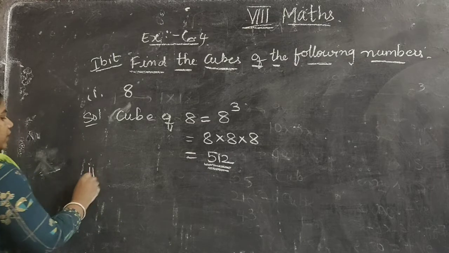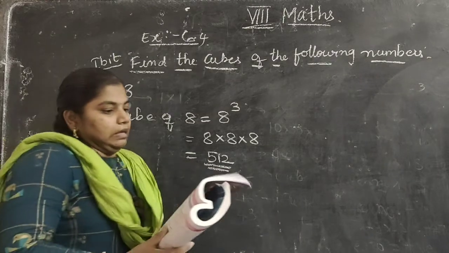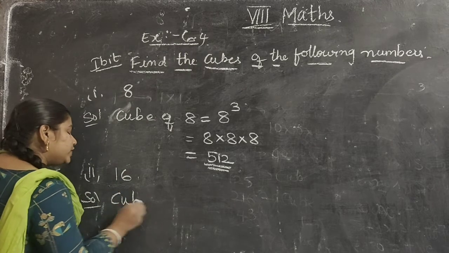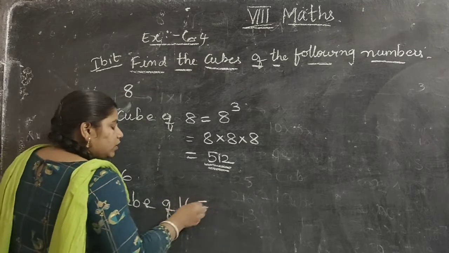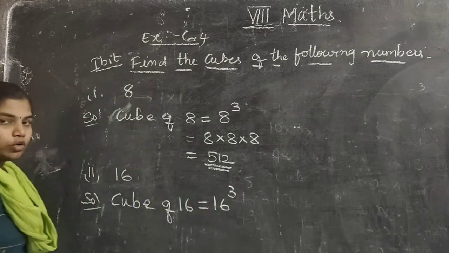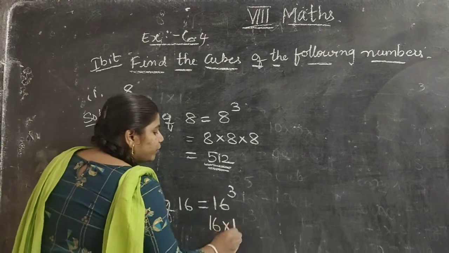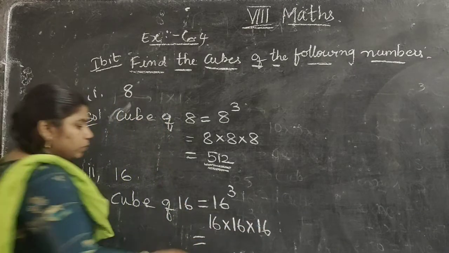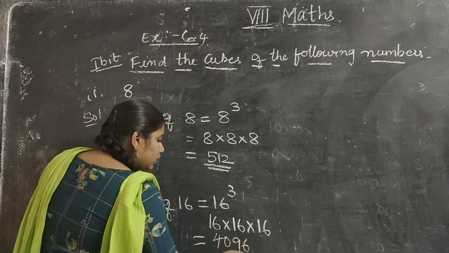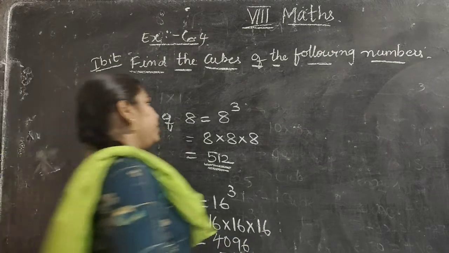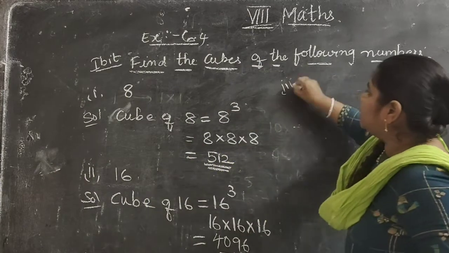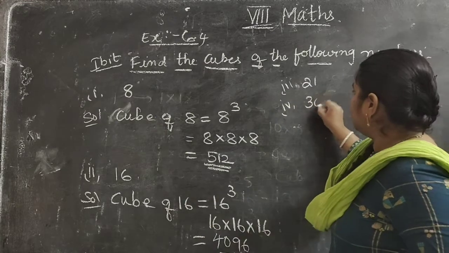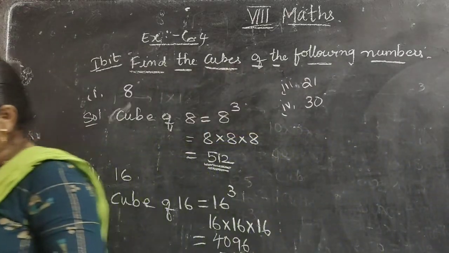Next, second one, we have to find 16. The next question is 16. So we have to find cube of 16 here. Cube of 16 is nothing but 16 cube. So 16, how many times do you have to multiply? 3 times you have to multiply. That will be equal to 4096. So this is the first bit. Next two problems you write as homework. Third one is 21 and fourth one is 30. So these two values you write as homework.